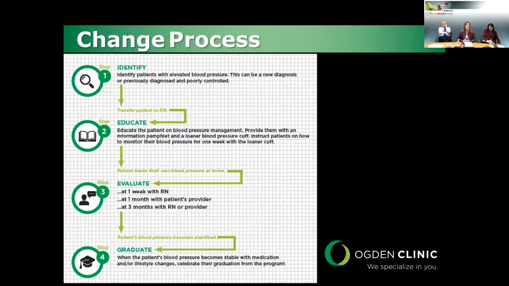When they returned, they would visit with the RN, and the RN would look over the log with them and determine if the provider needed to be notified and whether any other interventions needed to occur at that time. Depending on the course of that visit, they would also follow up at 1 month with the patient's provider, and again at 3 months with either the RN or the provider to determine whether or not they could graduate from the program because they had stabilized blood pressure.